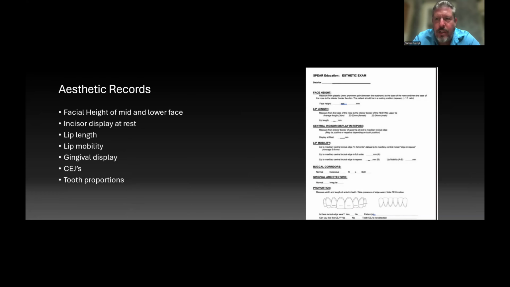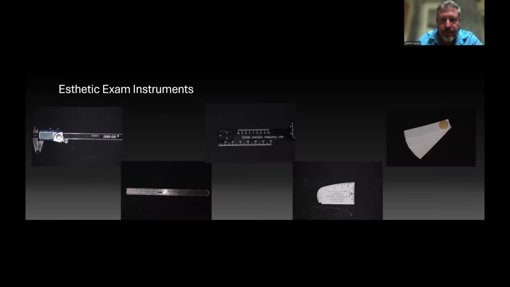If someone cannot show any gum tissue, do I need to line up the gum tissue? Do I need to line up the gingival architecture? Maybe not. Maybe this is a lot simpler. Can I feel and palpate the CEJs? We'll talk more about that in a minute. And then, what are the tooth proportions? Measure the height and width of each of the anterior teeth and record that. And there are ways to calculate tooth proportions that we'll go through.